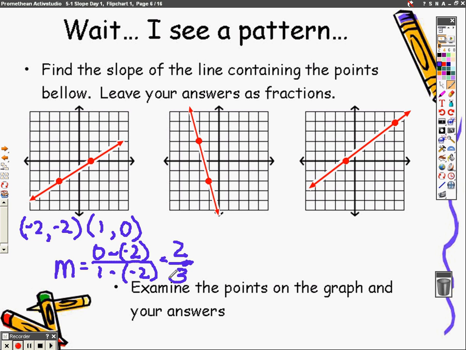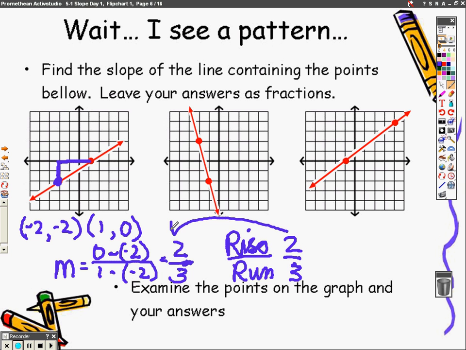So I can look at this graph and find the slope by counting the rise over the run. So if I look at this first example, I start with my first point towards the left because we read the graph from left to right. And the rise is 2 and the run is 3. So I end up with the same answer whether I count the rise over the run or whether I use the slope formula.